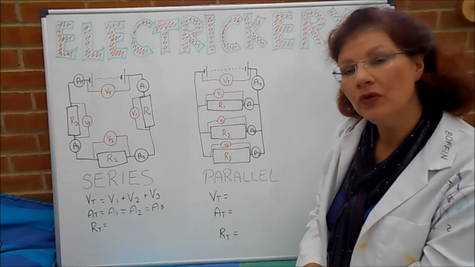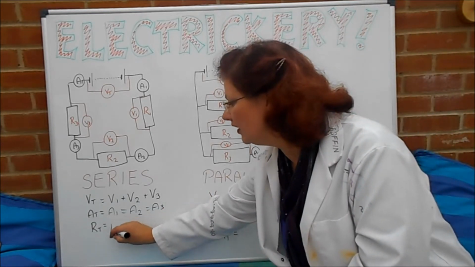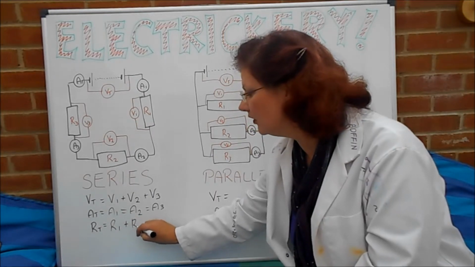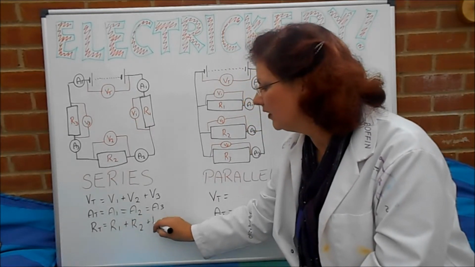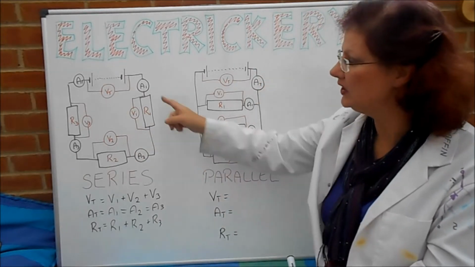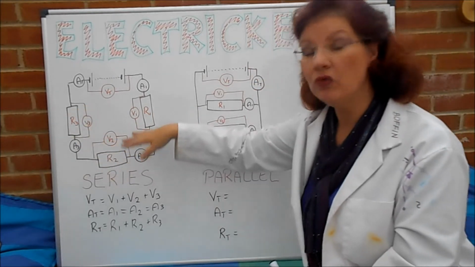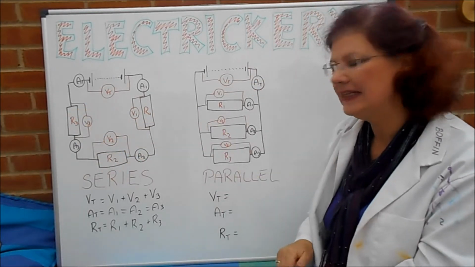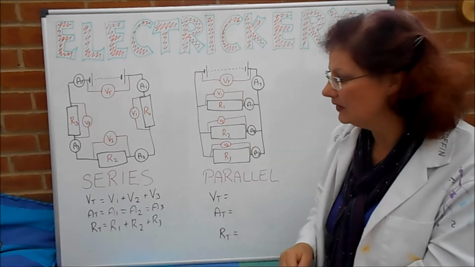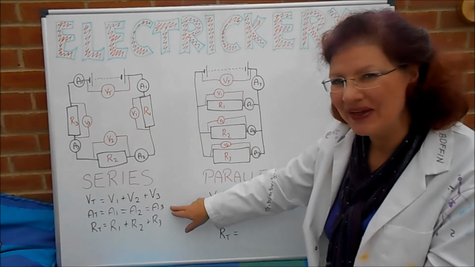The resistances also just add up in a series. So resistance total is equal to resistance 1 plus resistance 2 plus resistance 3. So you simply add them up. If that were 10 ohms, 10 ohms and 20 ohms, then you'd regard that as one single 40 ohm resistor. Nice and easy. Okay? The voltage is shared out, the amps are the same all the way through.